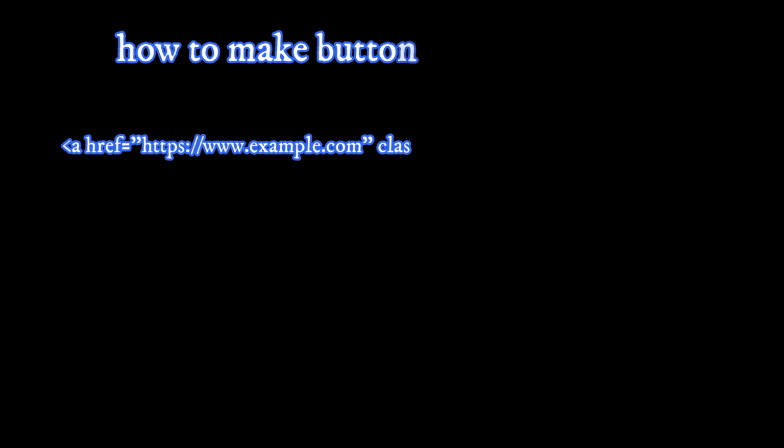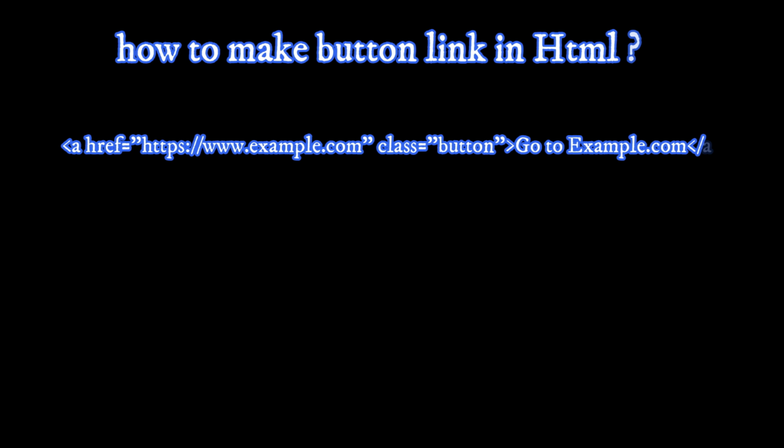How to make button link in HTML? To make a button that acts as a link to another page or website in HTML, you can use the a tag, anchor tag, and style it with CSS to look like a button. Here's an example of how to create a button link.